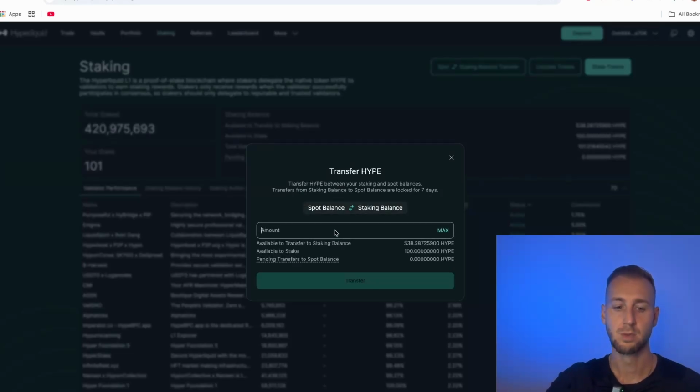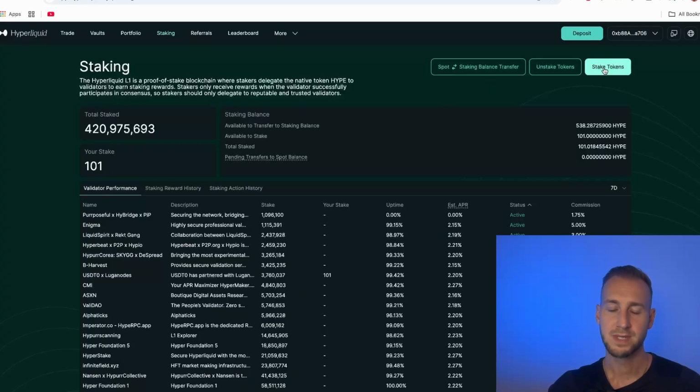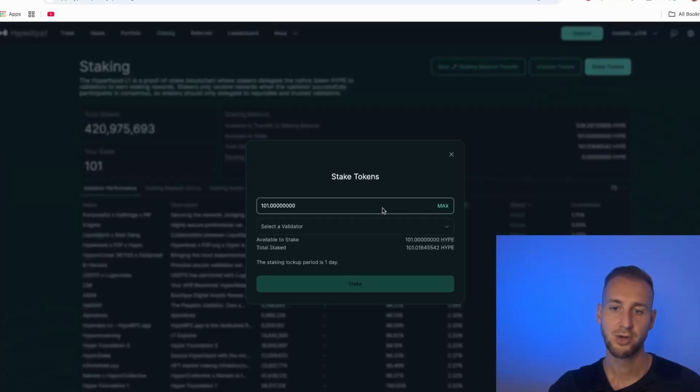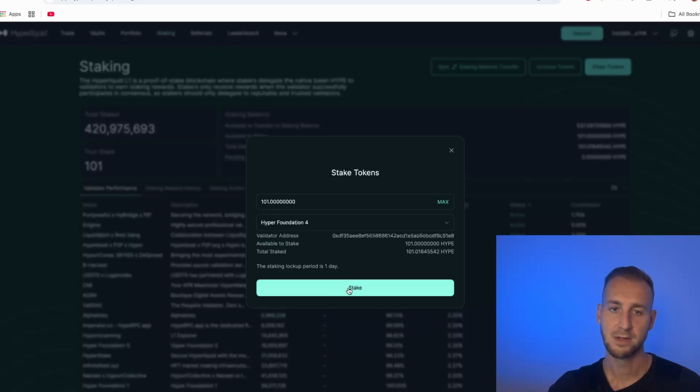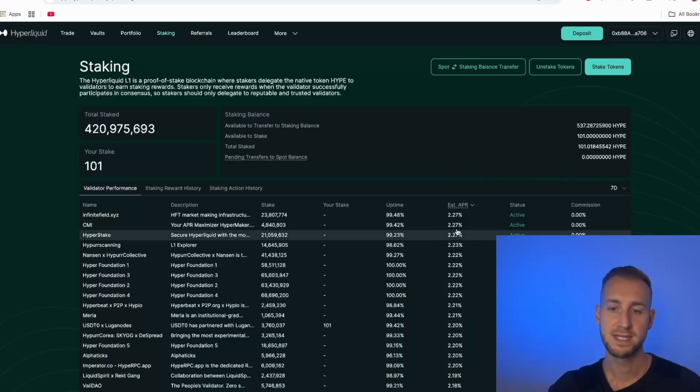So say we'll just do 1, and I'll just quickly confirm that in the wallet here. Then we go to stake tokens, and I have 101 that are available to be staked now. I could max that out, select a validator, maybe we'll go with a Hyper Foundation one, and then stake those tokens. Current APR for this is quite low, but more on that in a later video looking at the potential airdrop 2 coming up and why you may wish to do this.